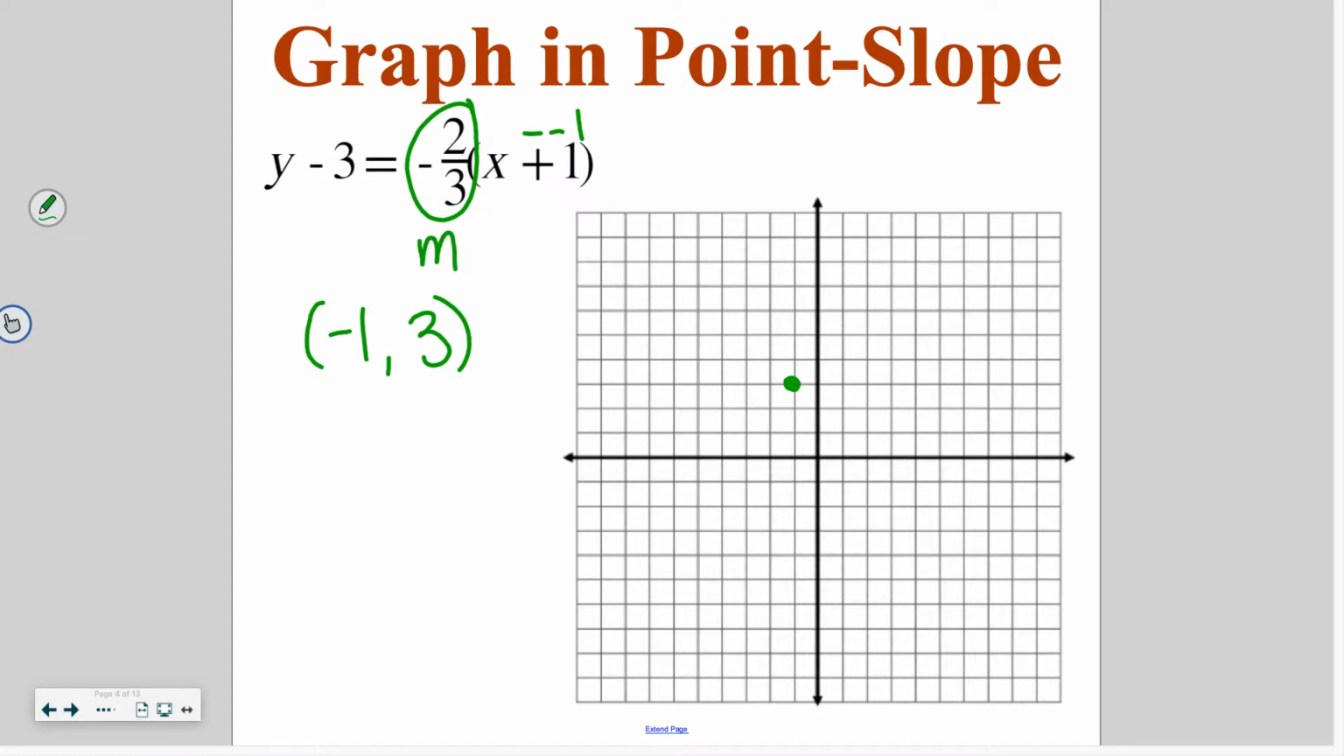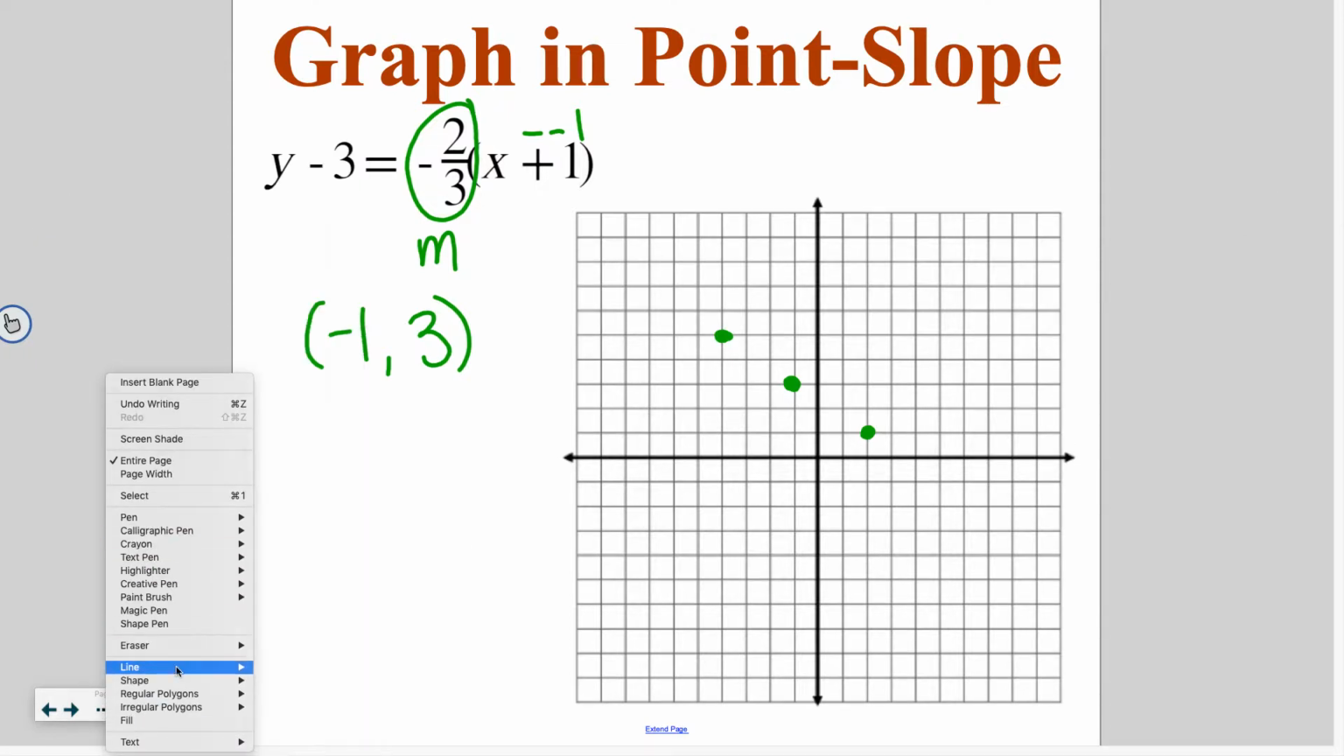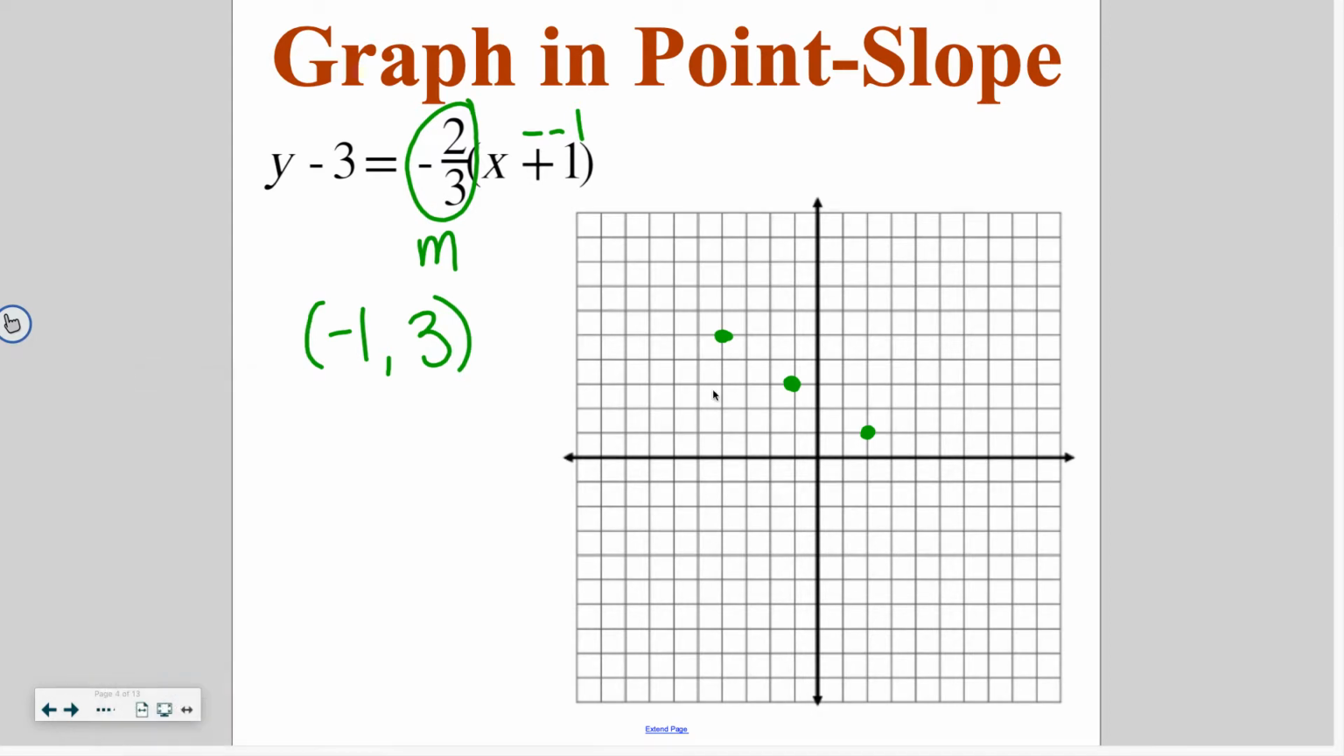Now from there, we want to use our slope, which says to go down 2 and to the right 3. It could also mean go up 2 and to the left 3. Either way, we're going to end up with points on the same line. Just like the last one, we're going to want to connect our points using a straight edge.